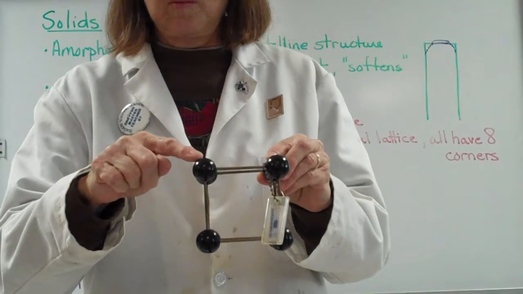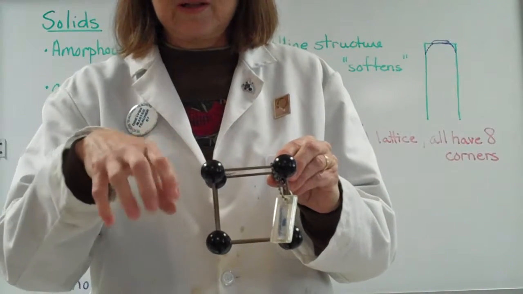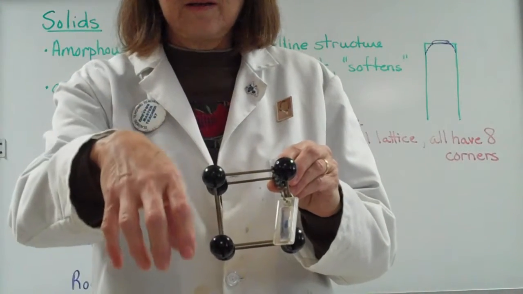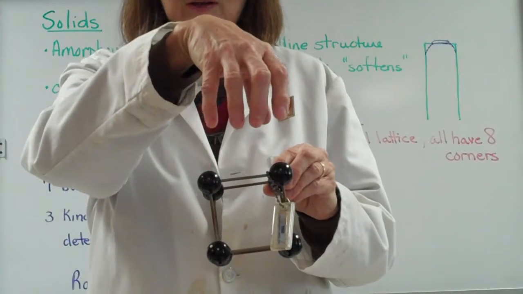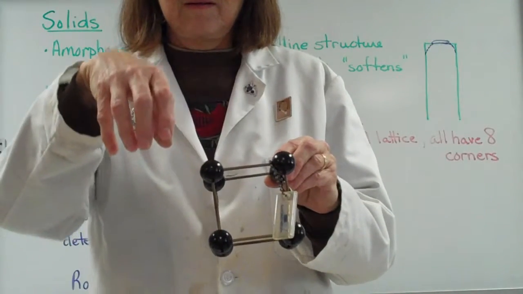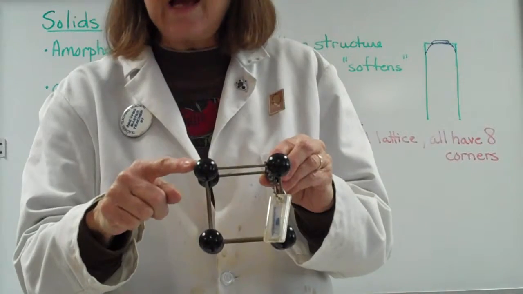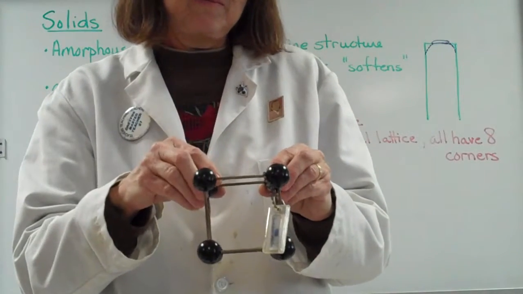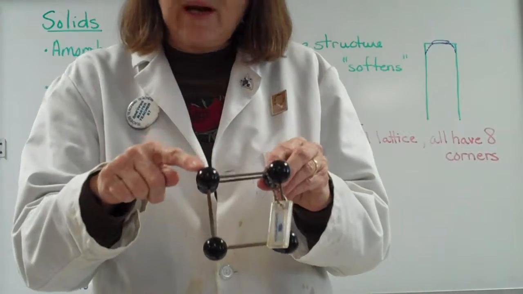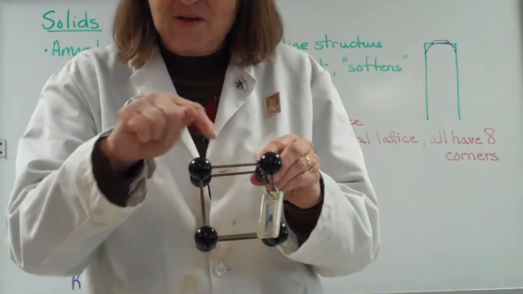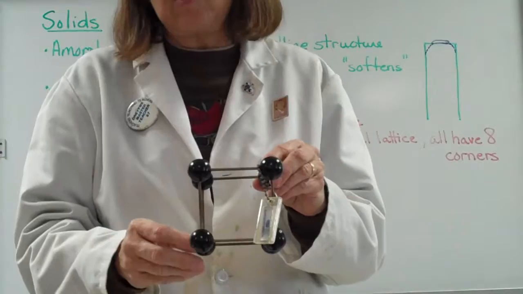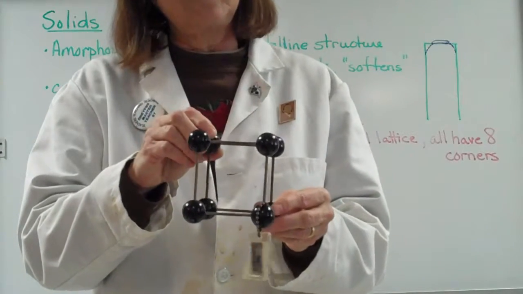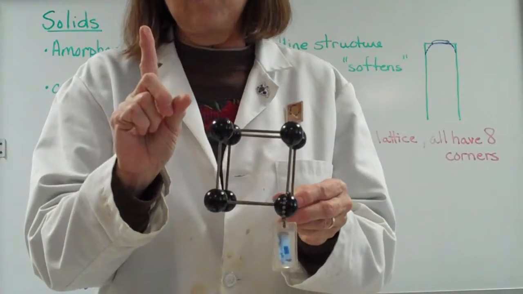This particular particle belongs to 8 unit cells. Only 1/8 of this corner belongs to this unit cell. So if 1/8 of this particle belongs to this unit cell, and there are 8 particles, this unit cell really is made up of 1 particle.